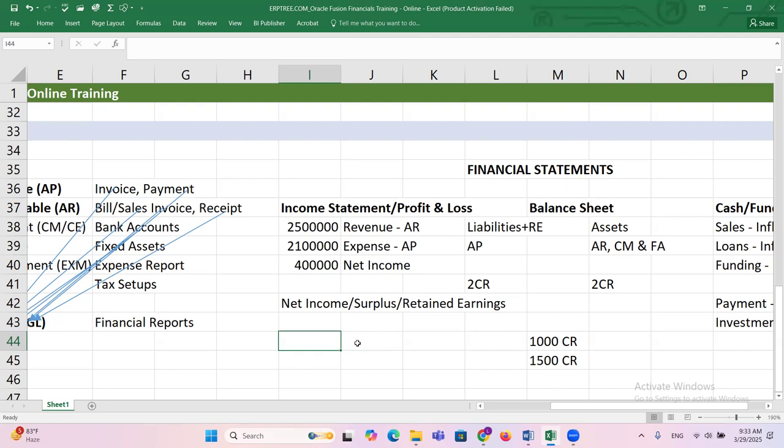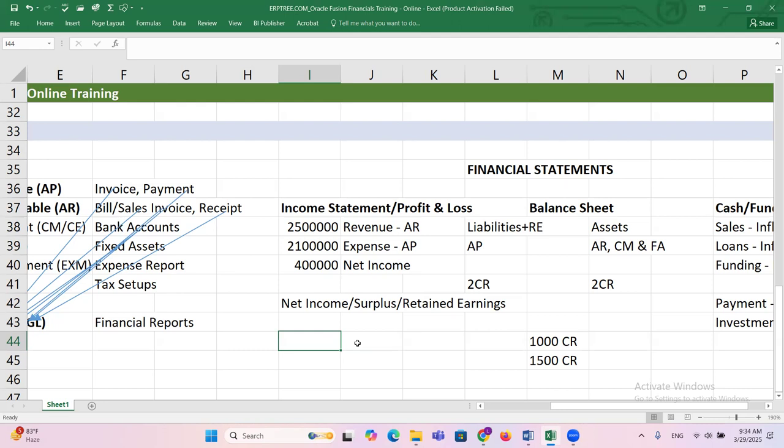If it is positive, I'll call it profit. If it is negative, I call it loss. The result, the difference between revenue and expense, we simply call net income. Net income could be positive or negative. If it is positive, profit. If it is negative, loss. Yeah, correct. Got your point.